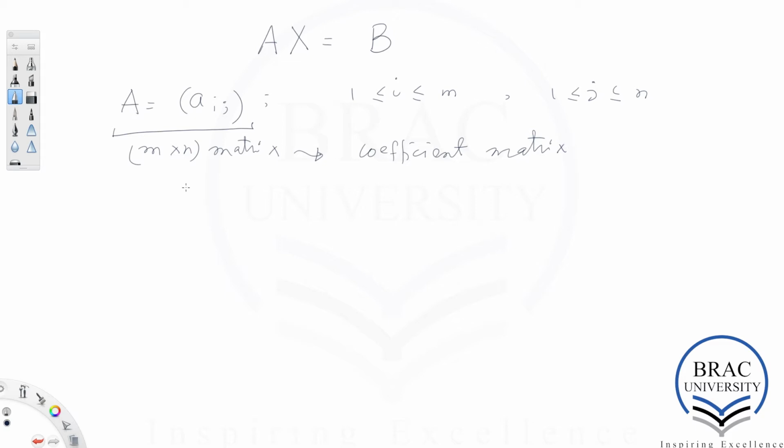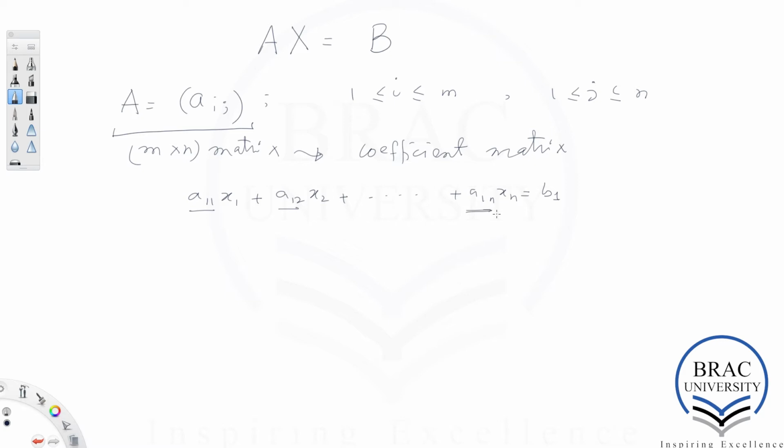Remember that the first equation of the system was given by a11 x1 plus a12 x2 plus all the way up to a1n xn is equal to b1. So when I write the coefficient matrix, the first row is going to be a11, a12 all the way up to a1n. This is how I form the coefficient matrix of the underlying system of linear equations.